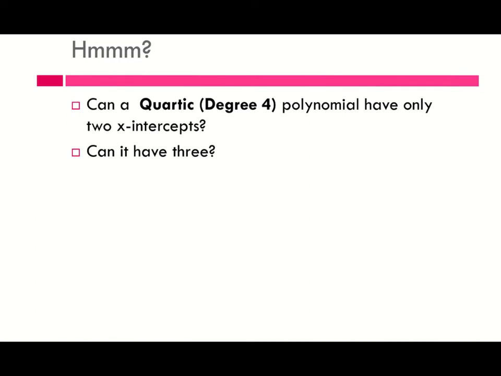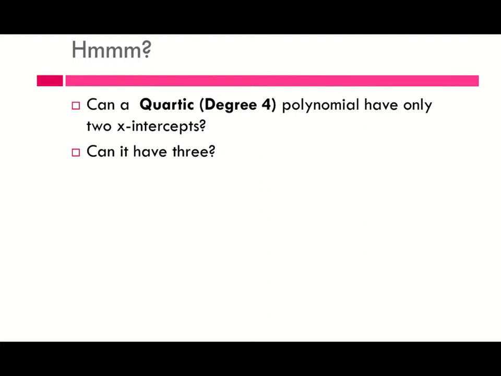So let's think again. This is a type of abstract question, without giving a graph, that hopefully we should be able to answer based on our knowledge of the fundamental theorem of algebra and our complex conjugate theorem. So we ask the question, can a quartic, something that's degree 4, have only 2 x-intercepts? Based on our fundamental theorem of algebra and our complex conjugate theorem, the answer is yes.